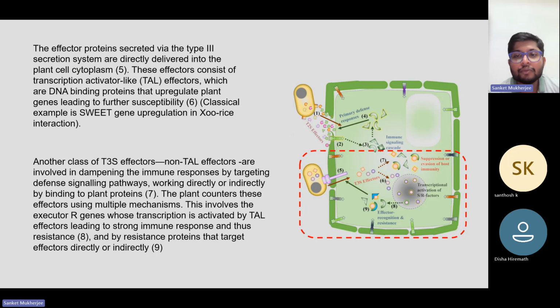Essentially, what you can see in the figure on the right is that if a normal T2S effector is used, there is an immune response from the plant or the host. However, if they use the T3S secretory system, which carries TAL effectors, then there is exchange of genetic material and it is not involved in immune signaling. There is no immune evasion there. This was one of the important things found out.